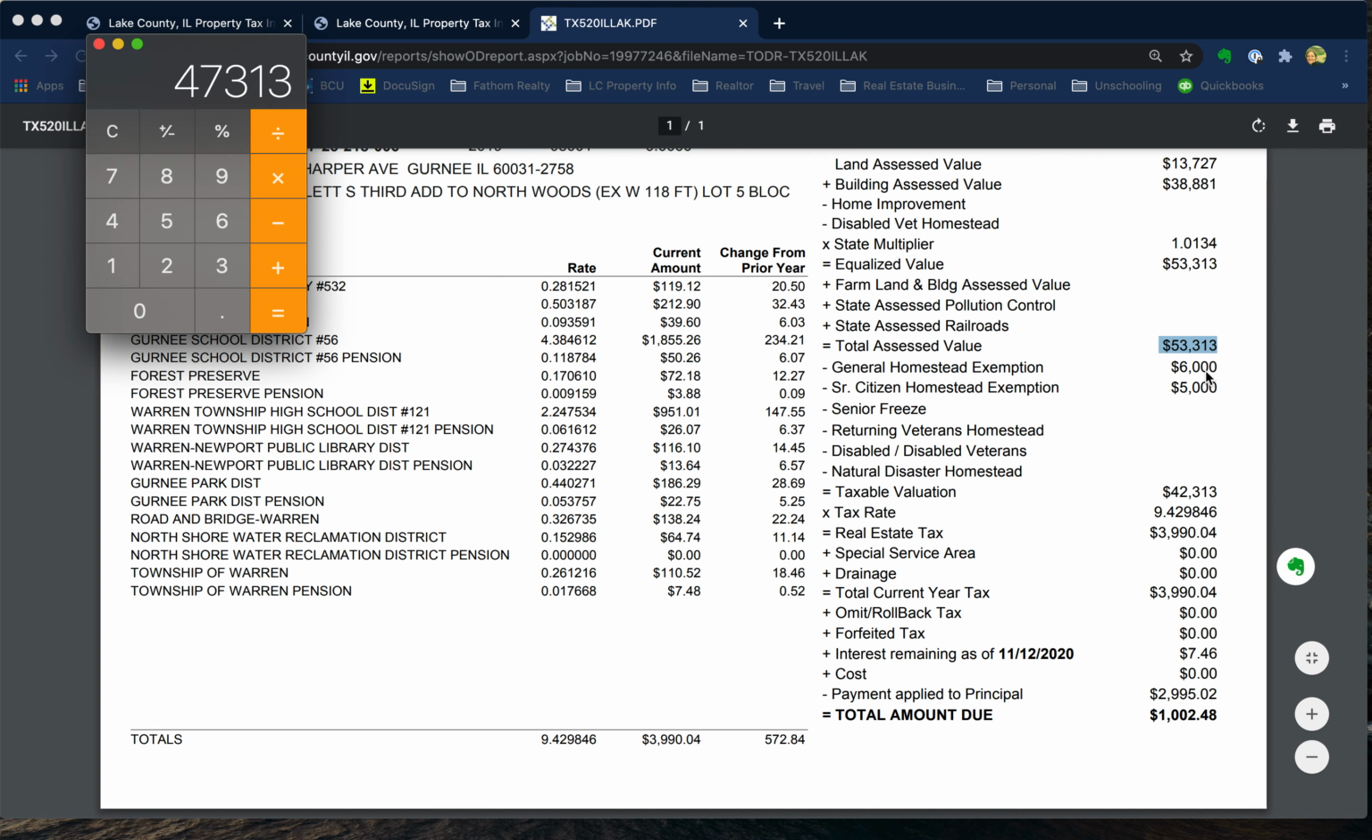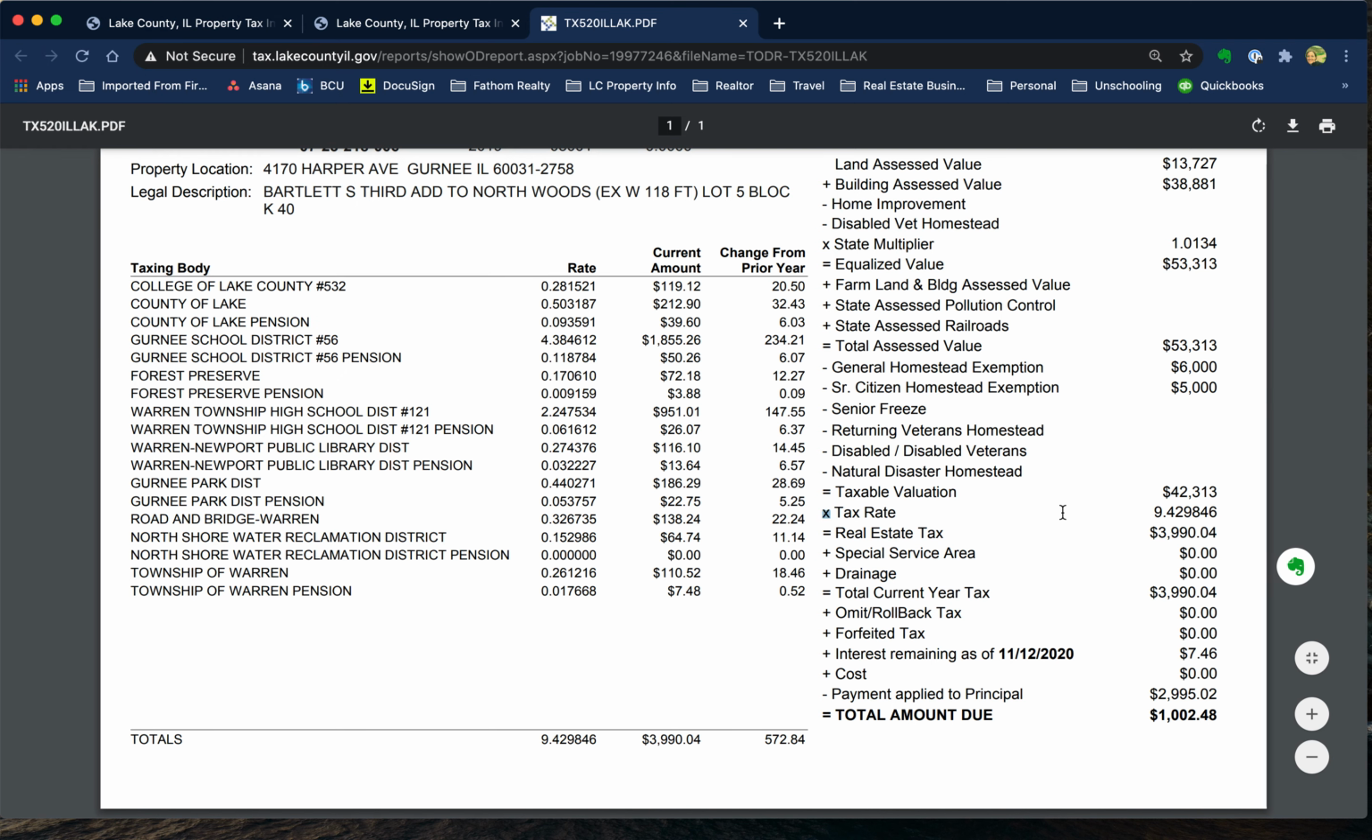Now, if I was purchasing this property as a real estate investment, I would not have the homestead exemption or the senior citizen homestead exemption. So I would have to look just at the total assessed value. Now I'm going to multiply that here by the tax rate. So the tax rate for Gurnee in this example is 9.4, and so on.